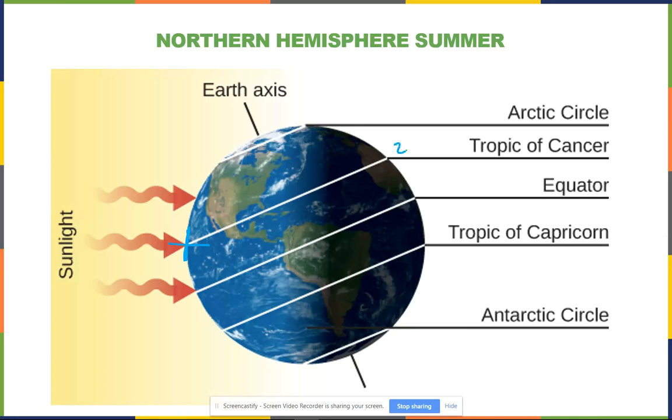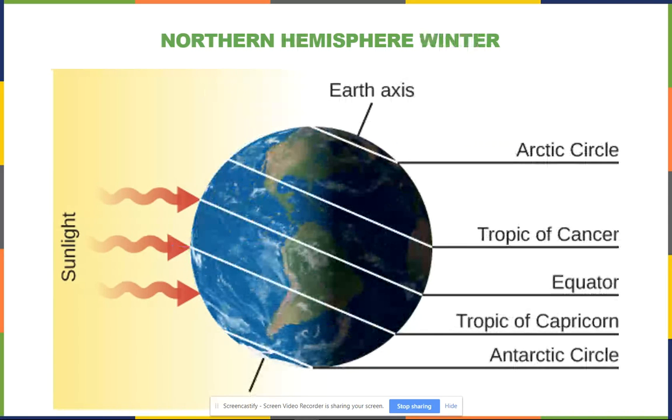This line is at 23.5 degrees north latitude, the highest point where the sun is directly overhead. Why? Because the Earth is tilted 23.5 degrees. And so we call that the Tropic of Cancer. The Tropic of Cancer is the line that's the farthest north where the sun will at some time during the year be directly overhead.